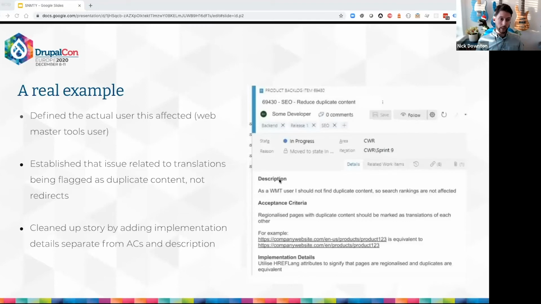So we cleaned up this story and we added implementation details that were separate from the acceptance criteria. So it wasn't actually a redirect that was needed. We needed to add some metadata into the page. So now we actually have this framed as, how do I solve duplicate content issues? Rather than how can I use redirects to solve content issues. So then that lets me as a developer do my job properly, go away, research duplicate content and come back with the correct solution.